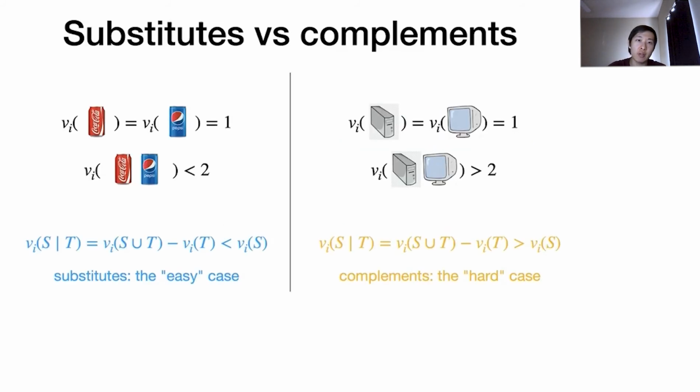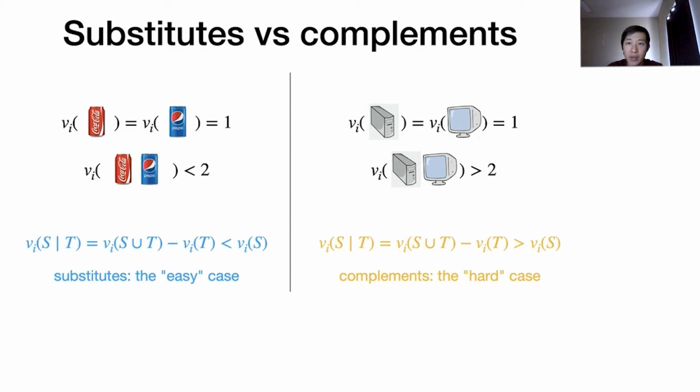So first, let's try to understand substitutes and complements. On the left, we have substitute items. So the value of a Coke is 1, the value of a Pepsi is 1, but the total value of a Coke and Pepsi is less than 2 because you can only drink so much at a time. So the point is the marginal value of S given T, defined to be the value of S union T minus the value of T, is smaller than the value of S alone.